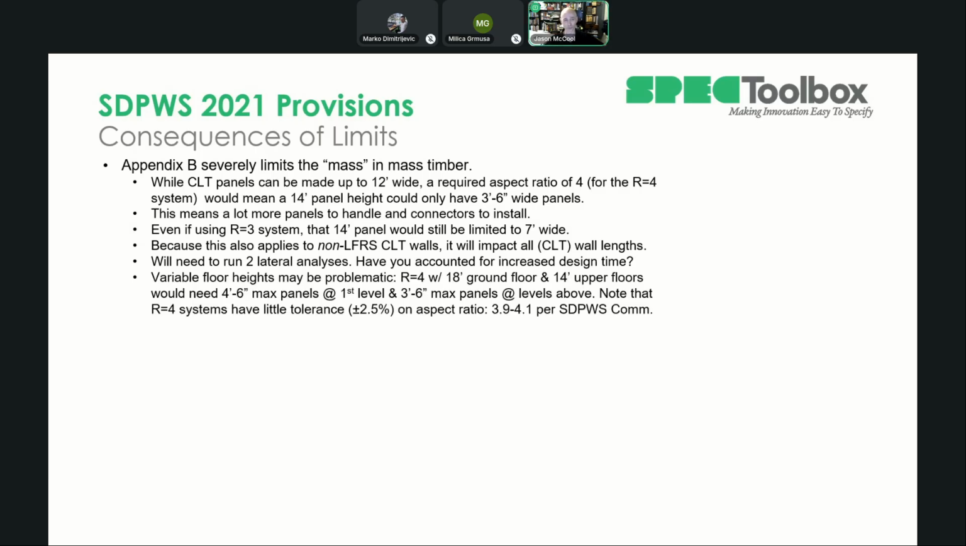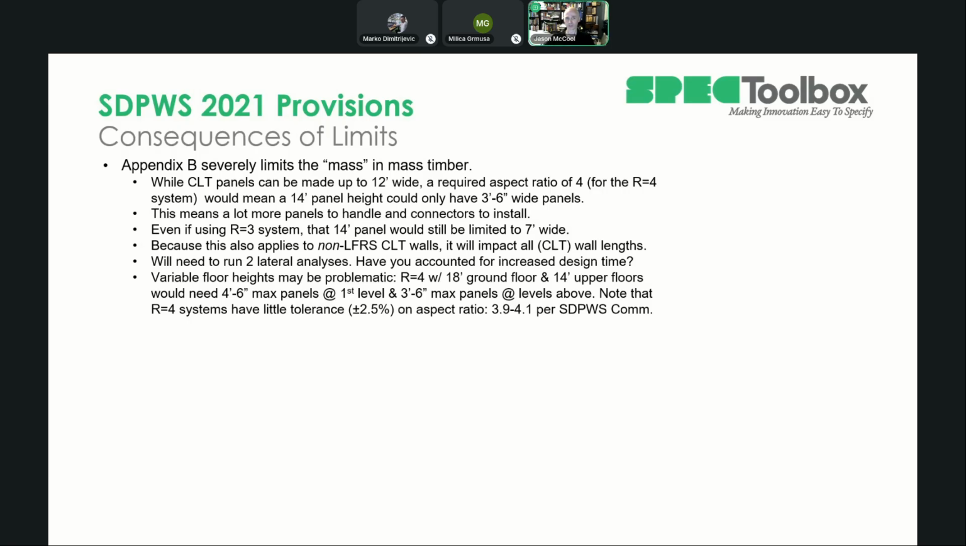Now, fortunately, as we're going to see, we can cover a lot of ground with SPEC Toolbox and this module we're demoing today. But for your global analysis model for the building, this can really impact it. The variable floor heights. Architects always want to do, say, a grand entrance on the ground floor. Maybe an 18-foot lobby and then 14-foot floor-to-floor heights above that.